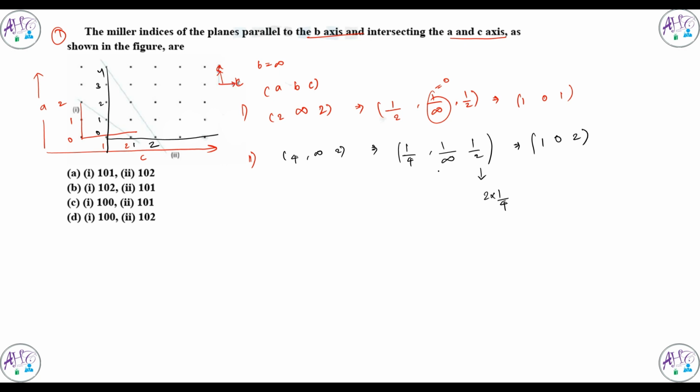So simply, we solve it. Another way to solve this is to directly convert to values. So 1/4 is 0.25, 1/infinity is going to be 0, and 1/2 is going to be 0.5. Now if you take the common number, it is 0.25. So considering 0.25 as 1, this is going to be 0, and 0.5 is going to be 2 times your 0.25. That's why this is going to be the 1 0 2 plane. So your option A is the correct answer.